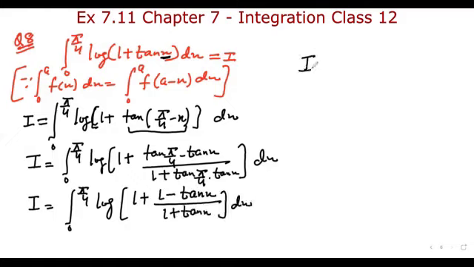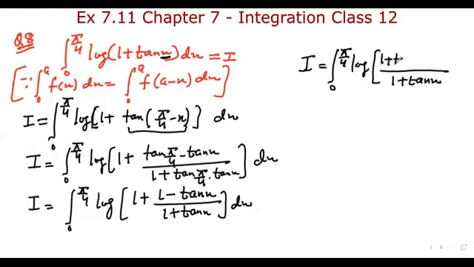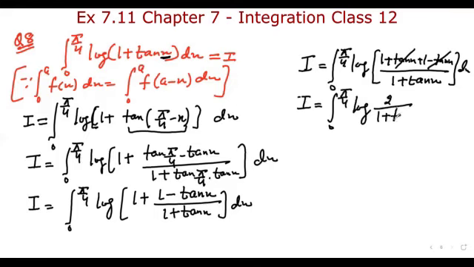So I is equals to 0 to pi by 4. Now taking the LCM inside, this is 1 plus tan x. So here 1 plus tan x plus 1 minus tan x. Now tan x and tan x will cancel. So this is I is equals to 0 to pi by 4, this is log 2 upon 1 plus tan x.